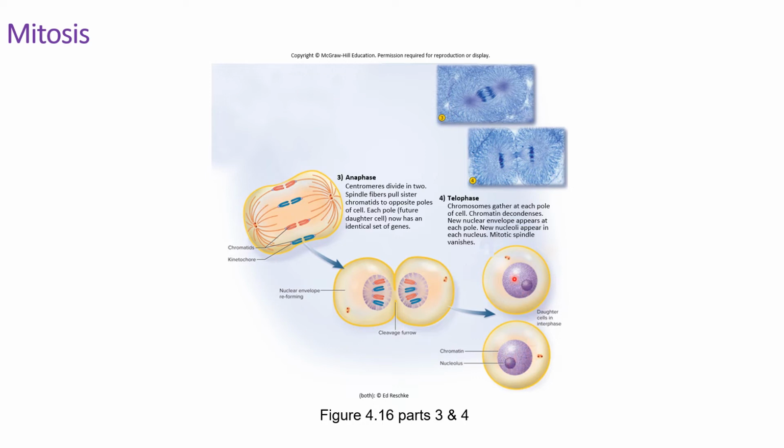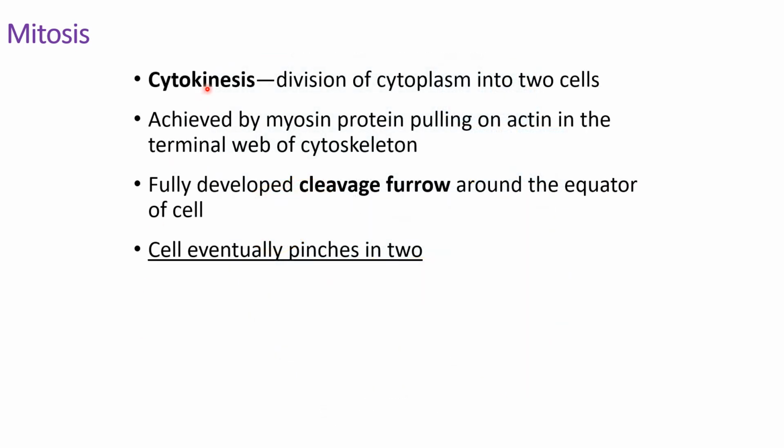Now this picture is actually showing you a combination of stages. It shows telophase, but it's also showing you cytokinesis. What is cytokinesis? Cytokinesis is when the cleavage furrow goes all the way to the middle on both sides, basically pinching off the cell into two cells. That's called cytokinesis, the actual physical division of the cell. Cytokinesis is the division of the cytoplasm so that you have two cells.